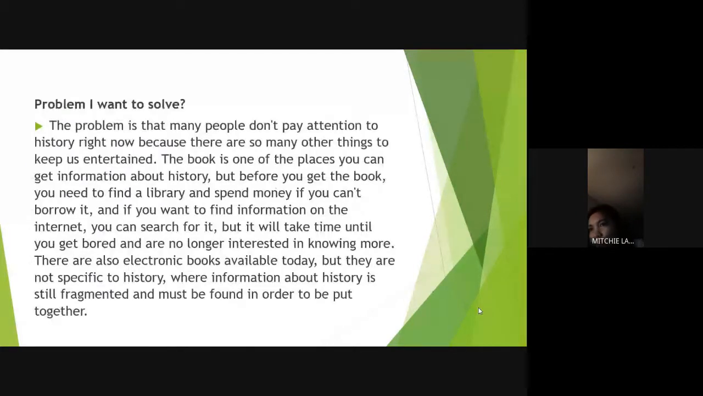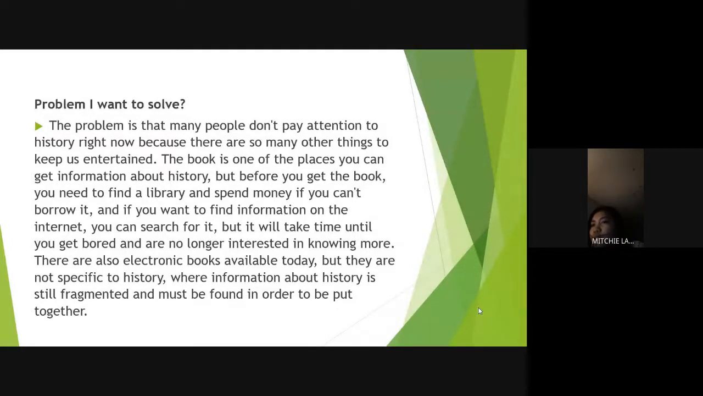So the problem I want to solve is that many people don't pay attention to history right now because there are so many other things to keep us entertained. The book is one of the places you can get information about our history, but before you get the book, you need to find a library. You spend more money if you can't borrow it. And if you want to find information on the internet, you can search for it, but it will take time until you get bored and are no longer interested in knowing more.